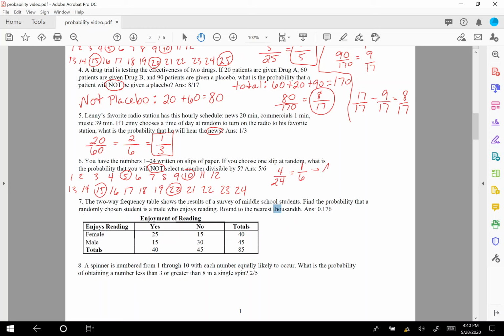Okay, so these are divisible by 5. So 1/6 of the numbers are divisible by 5. But what do we want? The ones that are not divisible by 5. Okay, y'all look. 1 out of 6, they actually are. So that would mean that 5 out of 6 are not divisible by 5.